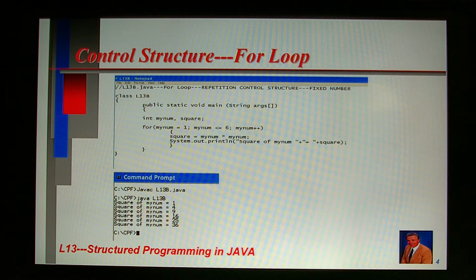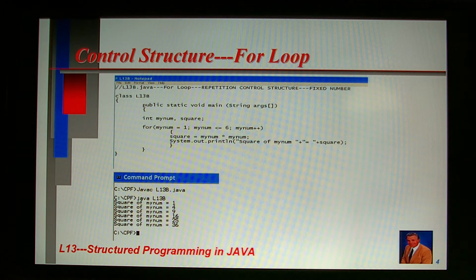First, the for loop header part. For left paren, mynum equal 1 semicolon, mynum less equal 6 semicolon, mynum plus plus right paren. This reminds me of the method definition header that we discussed in Lecture 12, Java Basics. Note the for loop header sets the stage for the repetition code that follows, sandwiched between the braces.